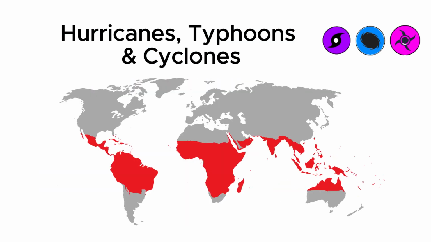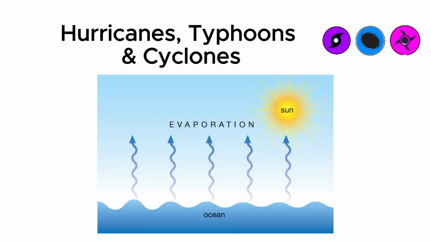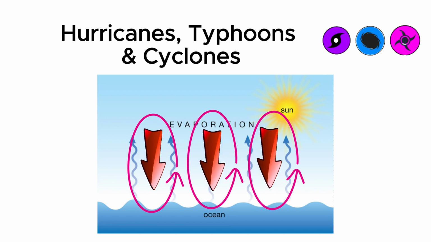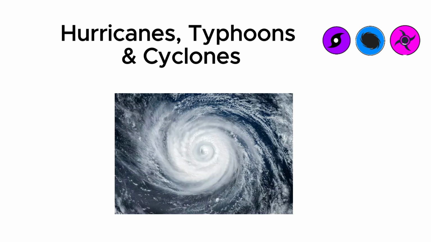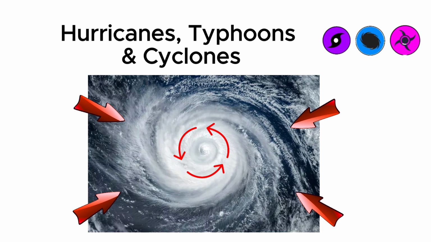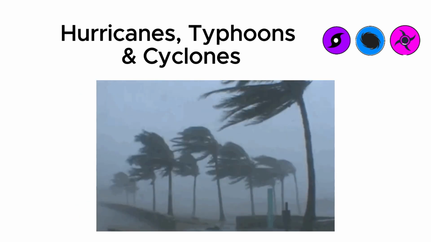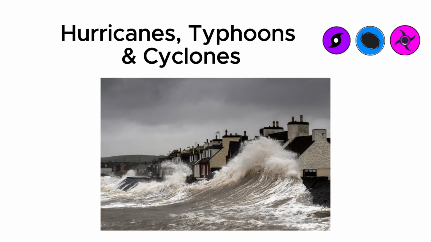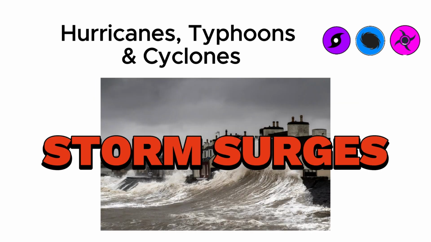Now we have that covered, let's just refer to them as storms for the sake of this video. These storms start over warm ocean waters. The warm air from the ocean rises up quickly, and the cooler air rushes in to take its place, which starts to make the wind spin. The Earth's rotation makes the storm spin faster and grow bigger and bigger, pulling in more air and moisture from the ocean. Hurricanes, typhoons, and cyclones have very strong winds, heavy rain, and can cause huge waves called storm surges when they hit the land.